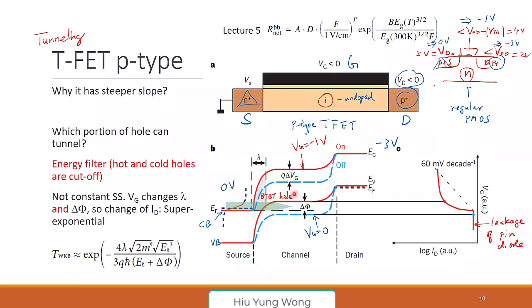But in the blue, isn't that we also can... why I say that there's only leakage of PN diode for the blue, that is where VG equal to 0.